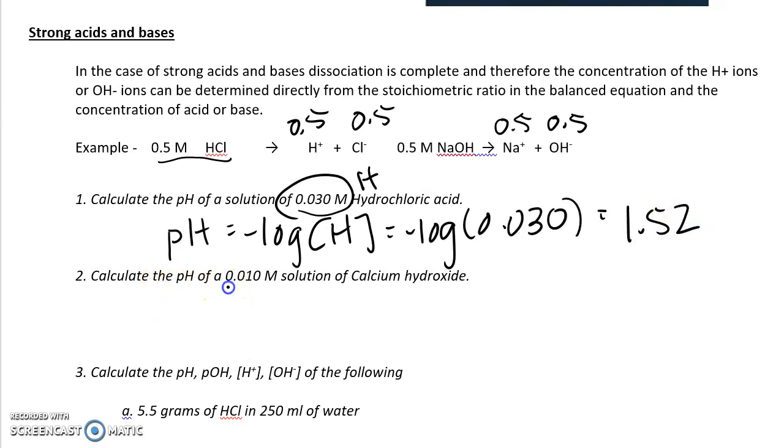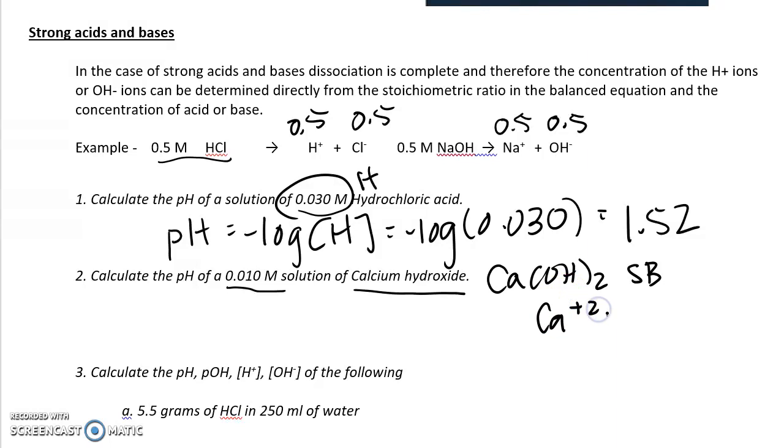Calculate the pH of a 0.01 molar solution of calcium hydroxide. That's this, if you think about your crisscrossing, and that's a base. We know it's a strong base. When this breaks apart, we're going to get calcium, and we're going to get 2 hydroxides. And that's because there's a 1 and a 2 here, so that 2 is going to translate here.